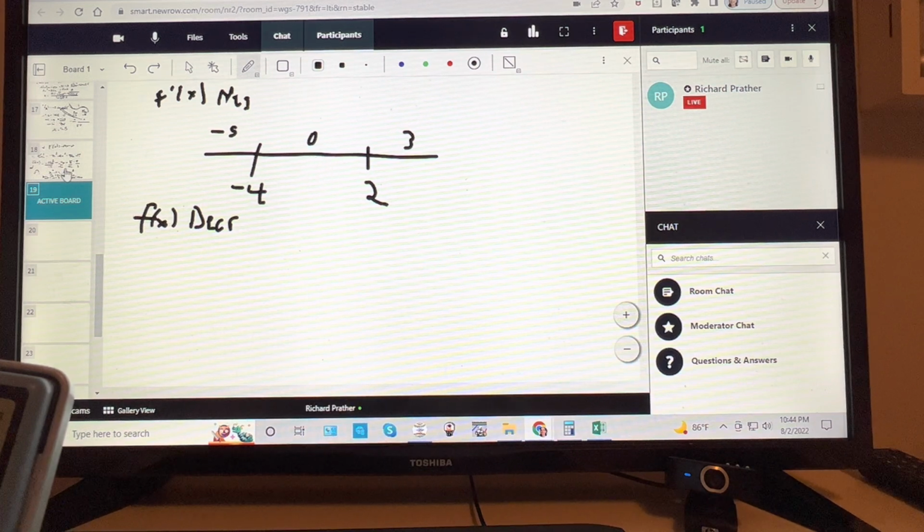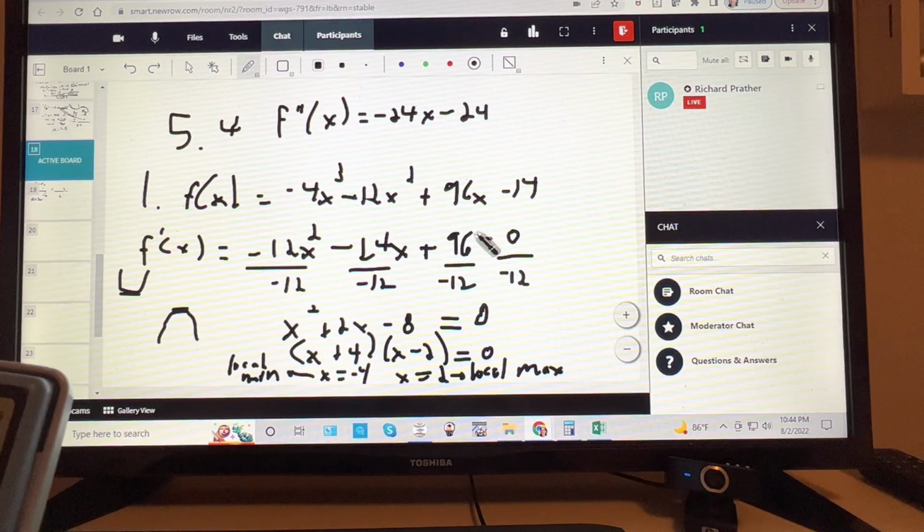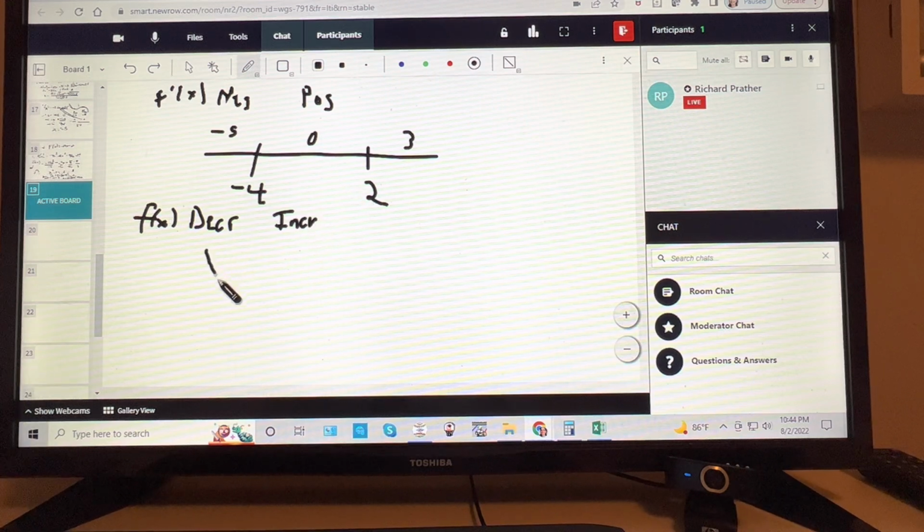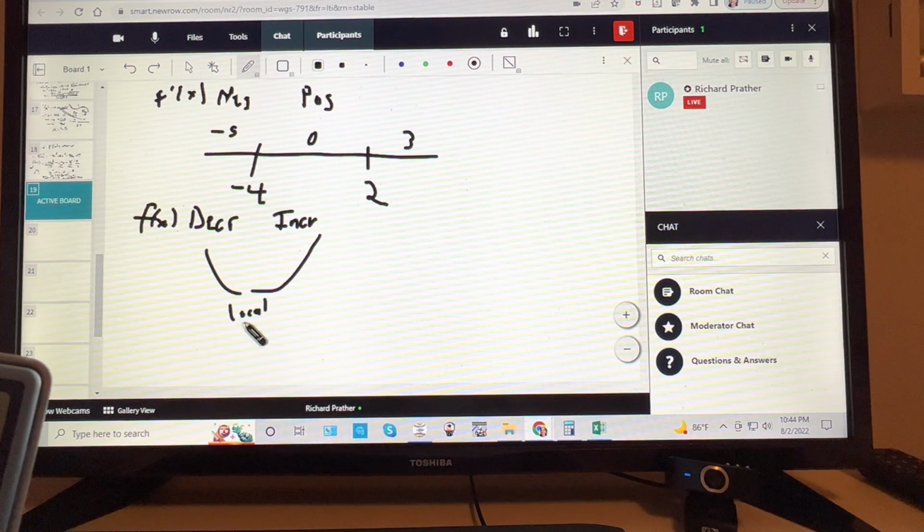And then the first derivative of 0 is easy because all the x parts will disappear. So that's positive 96. It's positive in this region. So now the graph is increasing between negative 4 and 2. If you decrease first and then increase second after a critical number, that has to be a local minimum. So there's a local minimum at negative 4.